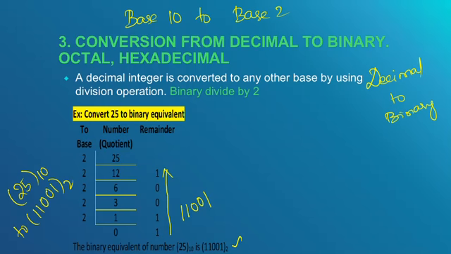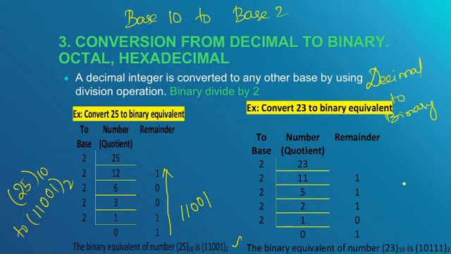We will have another example. The next example is converting 23 to its binary equivalent. In the same way we will use the division method and divide 23 by 2 consecutively. So 2 into 11 is 22, so 23 minus 22, the remainder is 1.